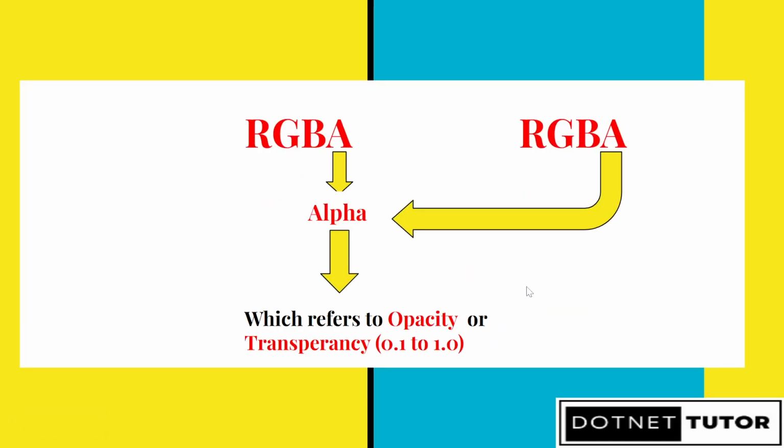Here we have RGBA. We have another way, which is nothing but RGBA. A stands for alpha. Alpha refers to opacity or transparency. If I want some transparency in the color, we can give a value from 0.1 to 1.0. If we give 1, which is the max, then it will not give any opacity or transparency. So let's see the real-time example.